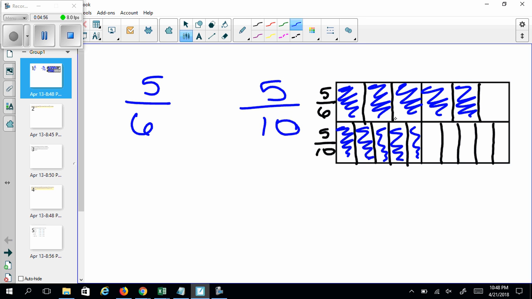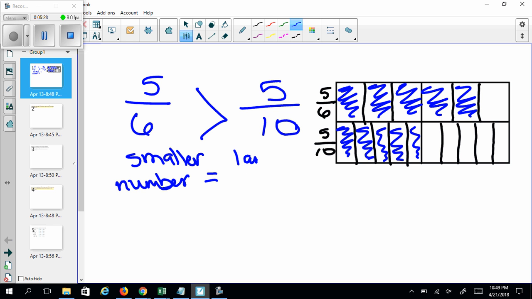So when you draw it out, it is a lot easier to see which fraction has the largest amount. And for us here, it is 5/6. Okay? The other way that you can look at it without drawing it out is by looking at your numerators, seeing that they are the same, and so looking at your denominators. Whichever one is the smaller number, that means that it is going to be larger pieces.